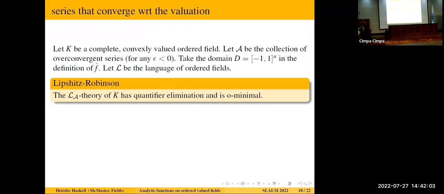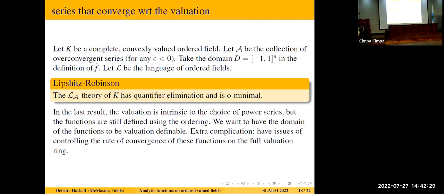So this is a really odd result. I mean, it's a nice result. We get this nice theory of quantifier elimination, but it's an odd collection of functions. And to my mind, it's not the right collection of functions, because we should not be restricting our domain to be this interval from minus 1, 1. We should be doing something which is valuation definable, not interval definable. So what Pablo and I wanted to try to do was to say, no, that's not the collection of functions you want to be looking at.